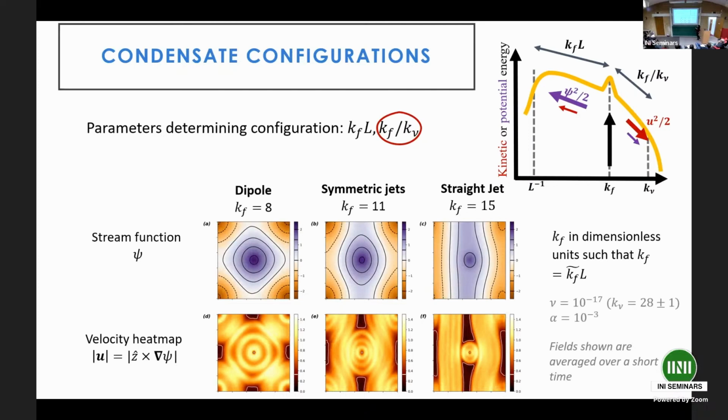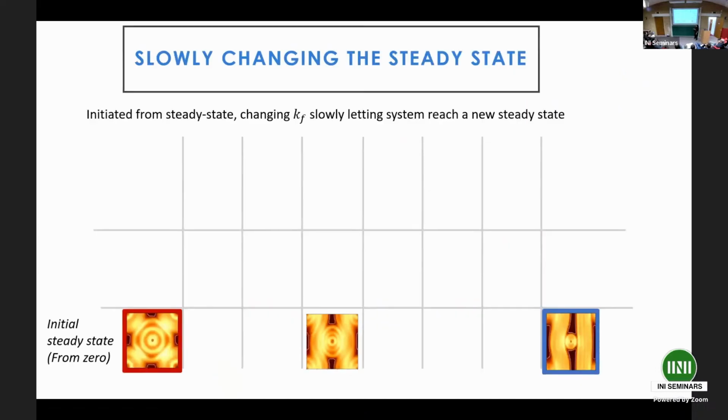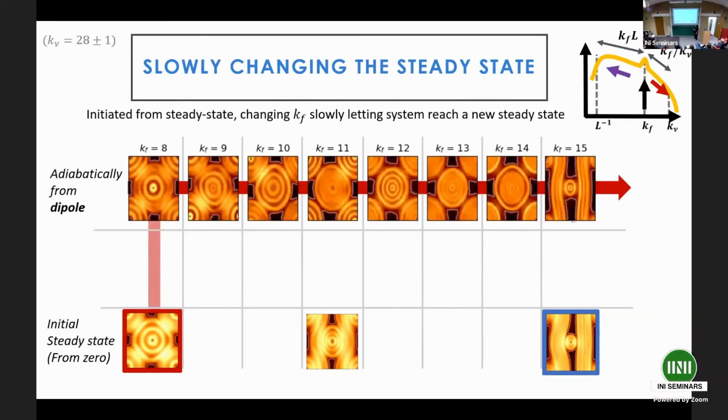Okay, so as you increase Kf, you see that you transition from dipoles to jets. All these states have been started from zero initial condition. You have stochastic forcing at small scales, and you reach a steady state after a very long time. And you get either that or that or that, depending on the Kf. But you could also ask: let me start from this state and change the Kf adiabatically and see what kind of steady state I get. And this is what my student Anton Svirsky did. This is his work.